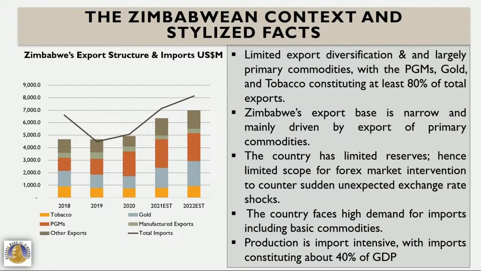So if you look at our scenario, you will find that our export basket is predominantly primary products, which constitute almost 90% of our exports, which are mainly gold, tobacco, PGMs. If you look at the component of manufactured exports, it's very small compared to others. Then that line is for the imports.